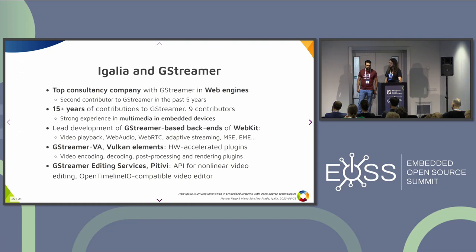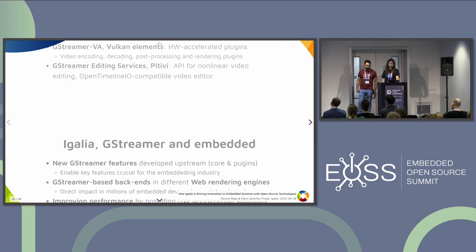Then we are also the leaders of the development of GStreamer-based backends in WebKit that provide different kinds of things, not just video playback, but also peer-to-peer possibilities with WebRTC or adaptive streaming, and features that you expect of applications like Netflix, like Media Source and Encrypted Media Extensions, DRM-based applications. Then we also did work around hardware acceleration, GStreamer VA for Intel and AMD platforms, and Vulkan elements for Vulkan-based APIs. And last but not least, we've also been investing for a while in GStreamer Editing Services, which is a component that allows you to implement video editors like Pitivi, which we also contribute to.